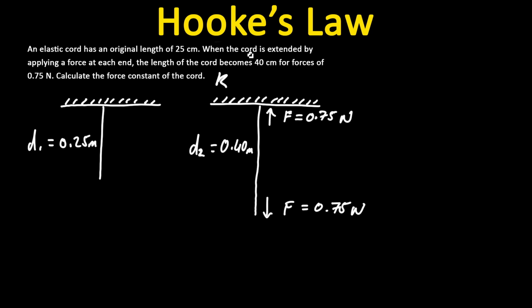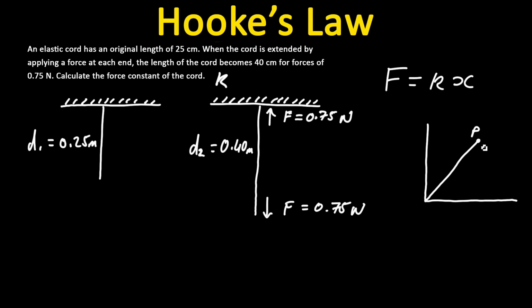Our goal is to use Hooke's law, which is the force applied to this cord is equal to the spring constant multiplied by the extension of the cord. And I forgot to mention earlier that Hooke's law only works up to the limit of proportionality. So it only works when the relationship between the extension and the force is linear. After the limit of proportionality, the way that the spring or the cord extends is unpredictable.